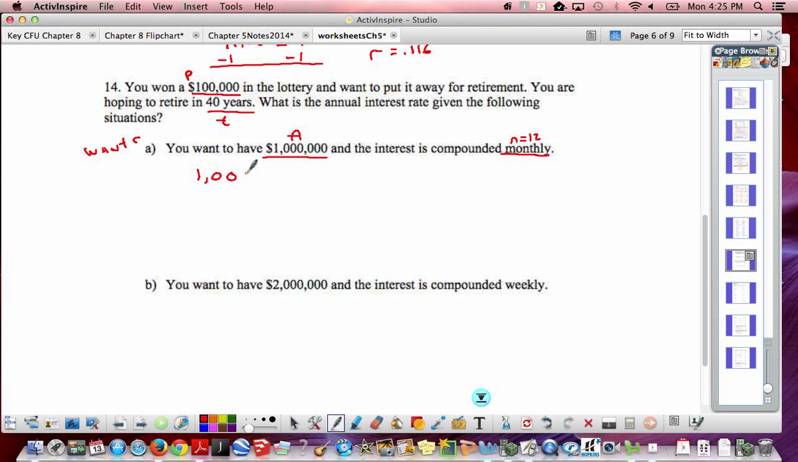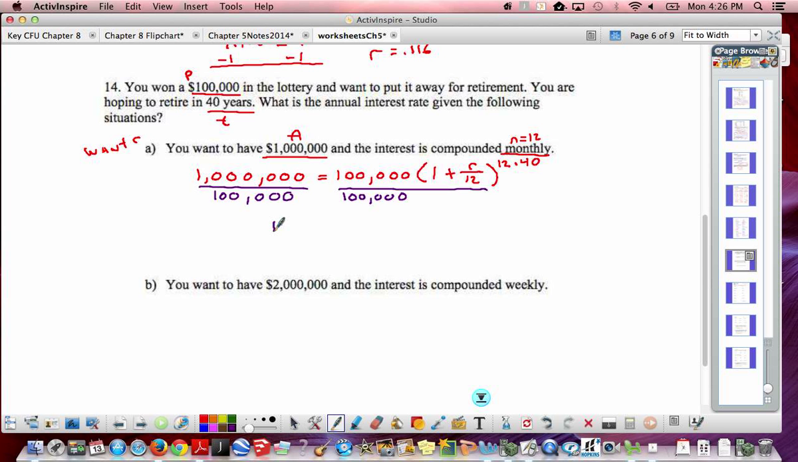So we're going to start by saying $1 million is equal to $100,000 times (1 plus R, which is what I'm looking for, divided by 12), raised to the number of months times the number of years. So 12 times 40 power. Now if I want to solve this, first thing I need to do is get rid of the 100,000. So I'm going to divide both sides by 100,000.